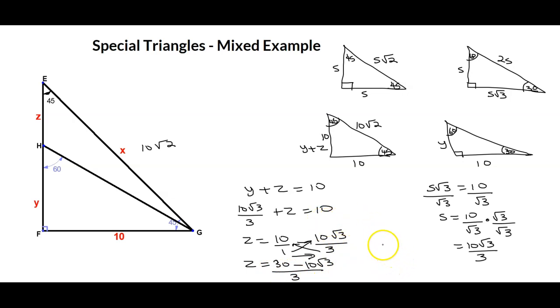So therefore, x is equal to 10 square root of 2. y is equal to 10 square root of 3 over 3. And then z is equal to 30 minus 10 square root of 3 over 3.